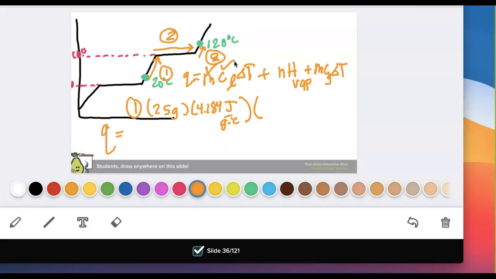Change in temperature. This is where you have to be careful. This equation right here is for this line. It's not for the whole thing. So you have to do the delta T for that. So what's the final temperature? Where does that arrow end? 100 is where this arrow ends. Minus, where did this arrow start? 20. So again, this equation is for this line. So you have to use the delta T for that arrow only.